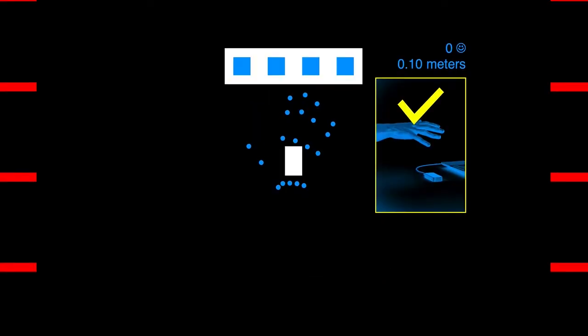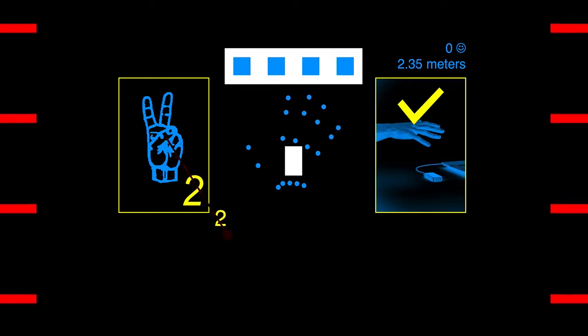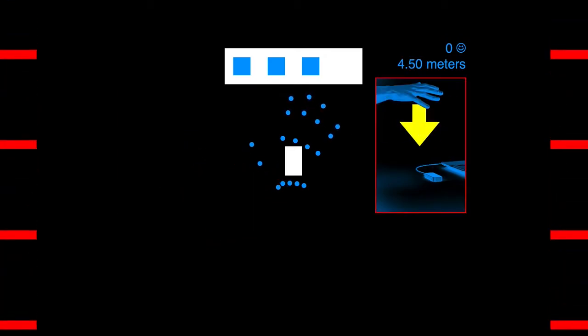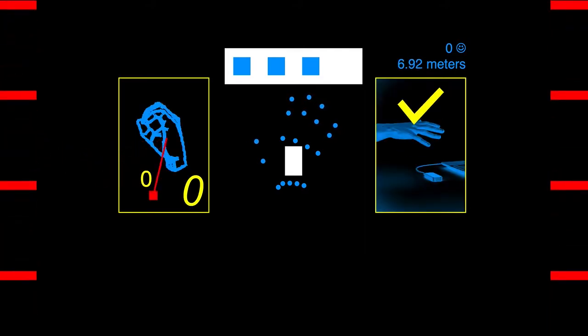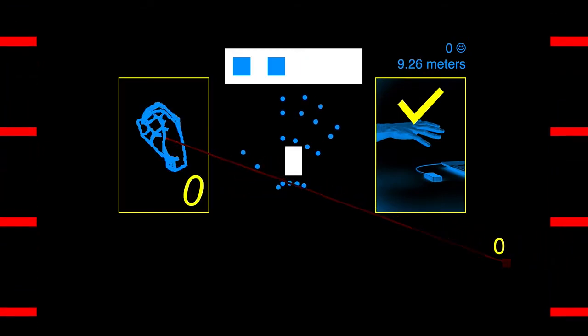So when the game starts, you'll see that white rectangle in the middle is the user's avatar with the hand data shown on top of it. The right window shows hand position. When it's in the middle, there's the check. The four blue squares at the top show your life. And the window on the left shows the enemy information.